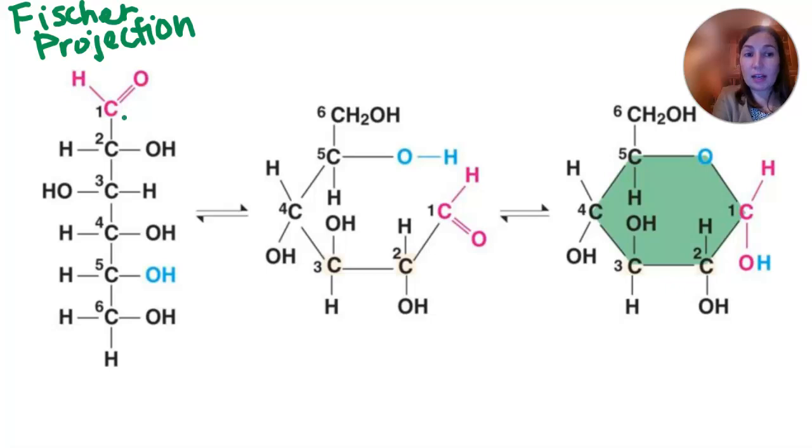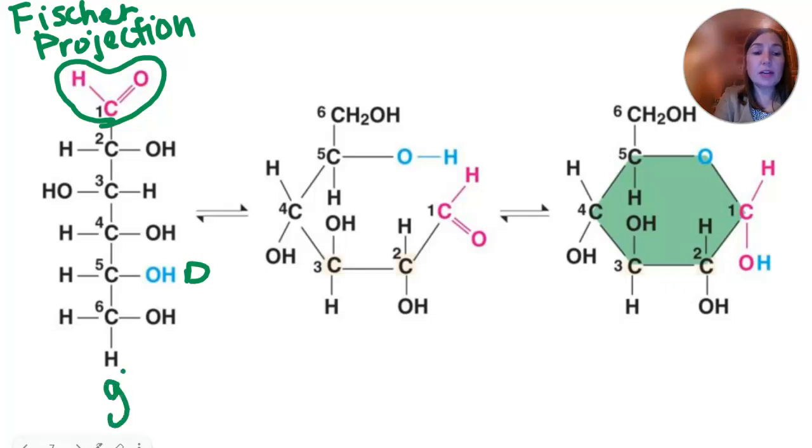So we've got our aldehyde functional group, our C double bond O and an H, for our first carbon. Our second carbon has the OH on the right. Our third carbon has the OH on the left. Our fourth carbon has OH on the right. Our fifth carbon has OH on the right. That's what makes it D. And then our sixth carbon is our CH2OH. So again, this one's actually glucose.